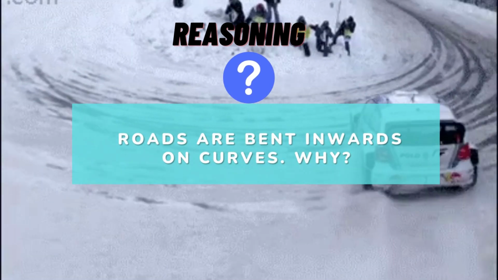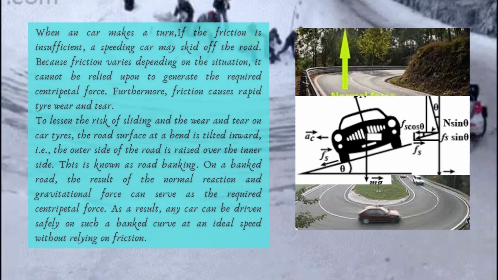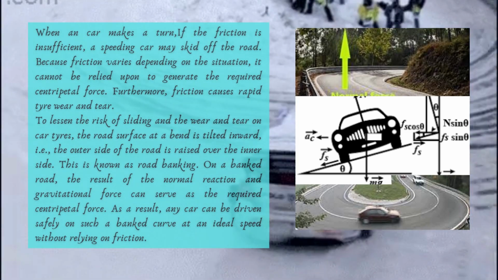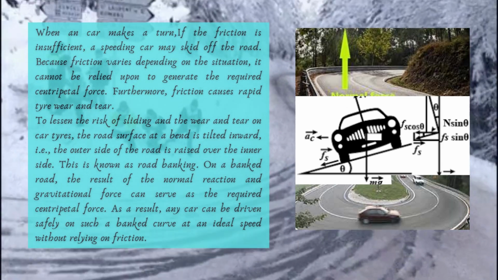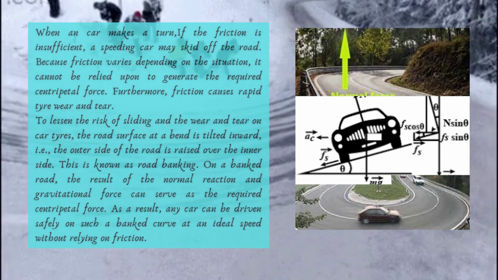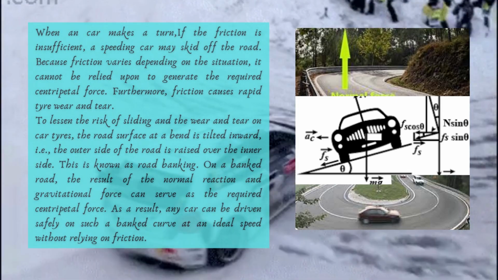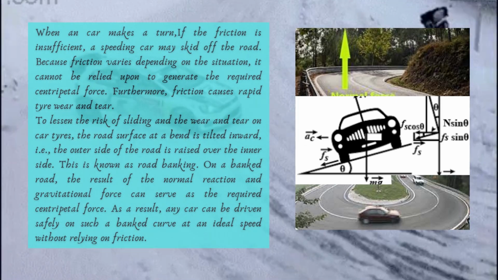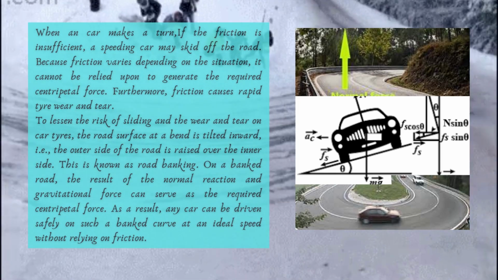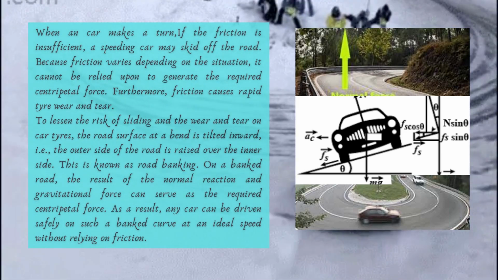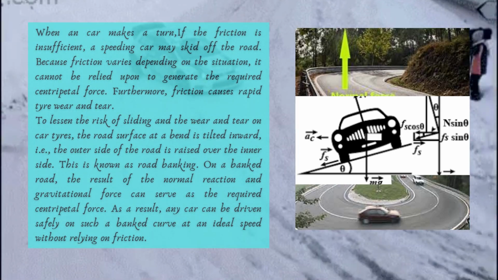Roads are banked inwards on curves. Why? When a car makes a turn, if the friction is insufficient, a speeding car may skid off the road. Because friction varies depending on the situation, it cannot be relied upon to generate the required centripetal force. Furthermore, friction causes rapid tire wear and tear. To lessen the risk of sliding and the wear and tear on car tires, the road surface at a bend is tilted inward, i.e., the outer side of the road is raised over the inner side.